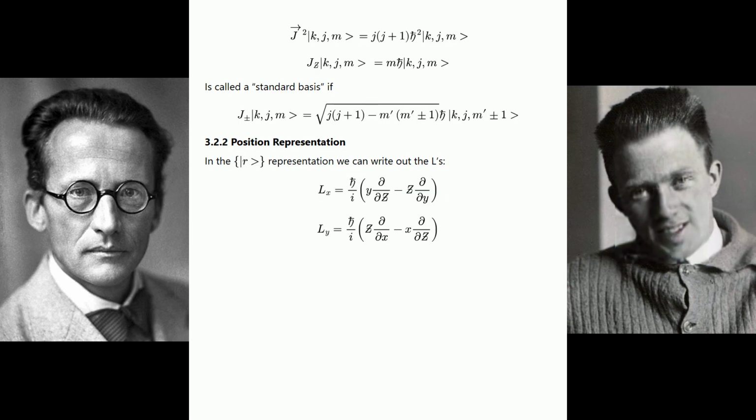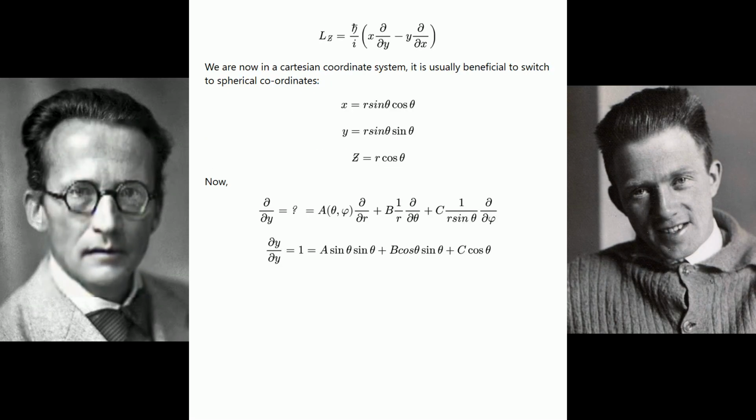3.2.2 Position representation in the {|r>} representation. We can write out the L's. (See the two equations shown.) We are now in a Cartesian coordinate system. It is usually beneficial to switch to spherical coordinates. (See the equations shown.) Now (see the two equations shown).